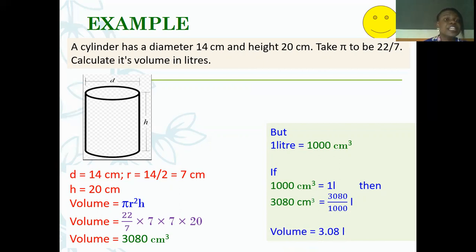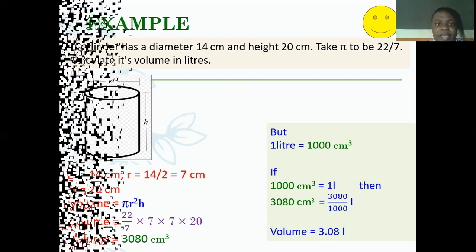Okay, 3.08 liters. So if you're asked to find the volume of a cylinder in liters, remember to convert from cm cubed to liters, or meter cubed to liters, as the case may be. Okay, so that's that for our example on volume. That's a very short one. There's not much to do here.